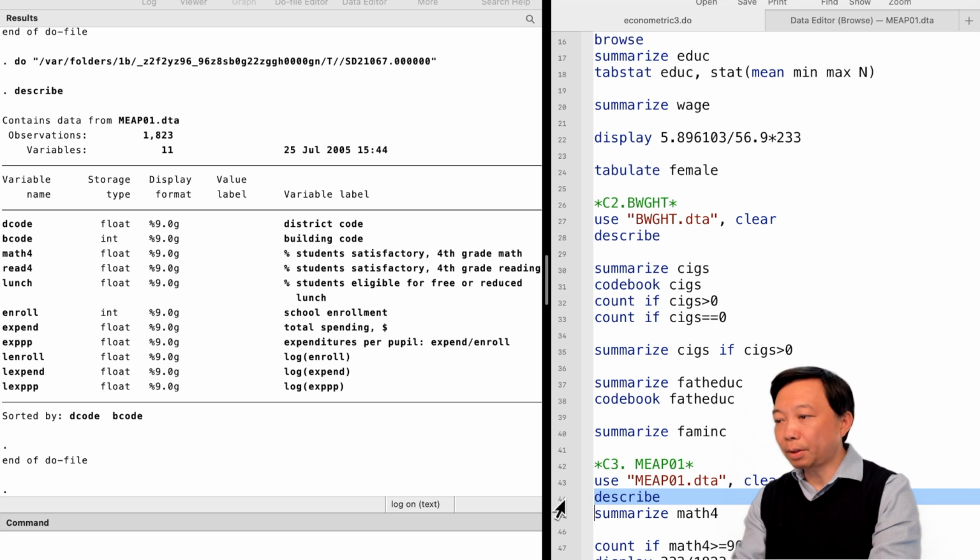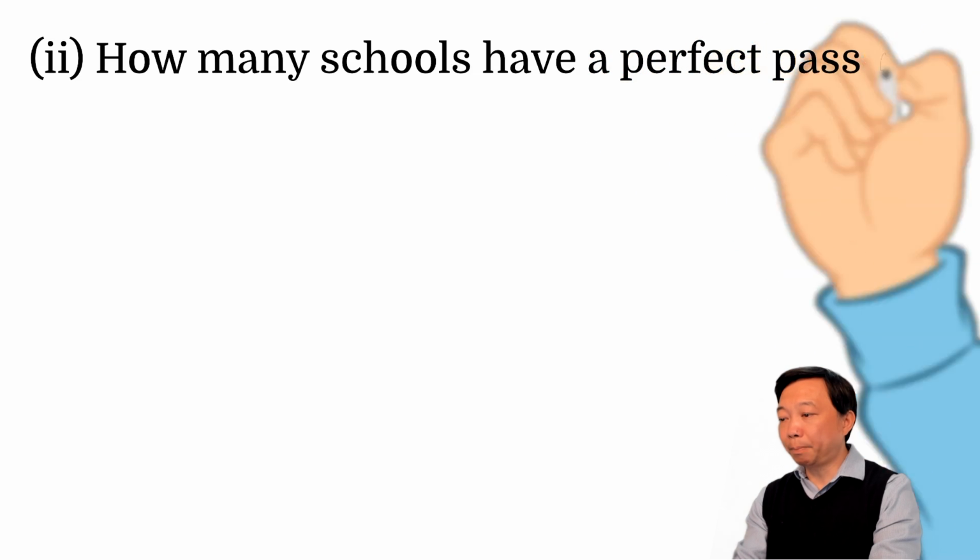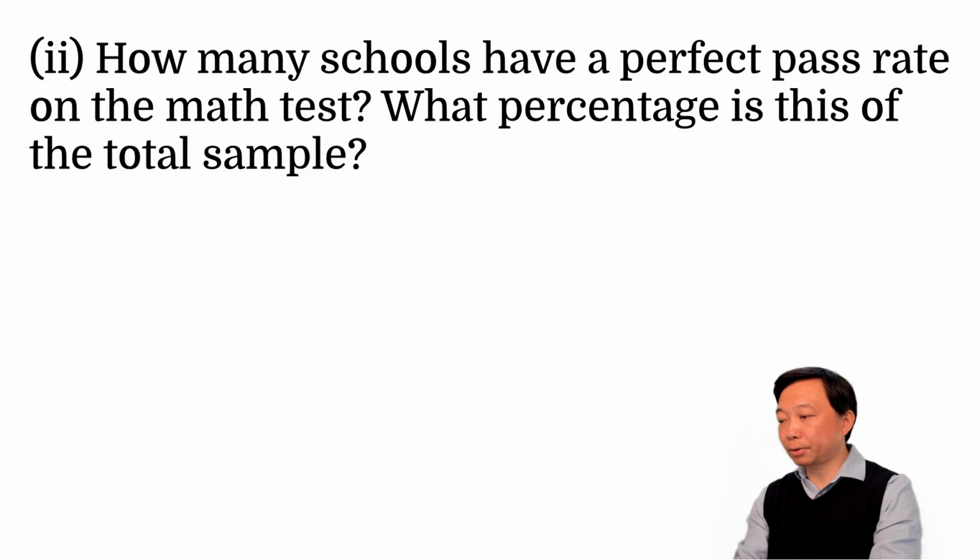Using the command summarize, we find the largest value of math4 is 100% and the smallest value is 0. It makes sense because it measures the pass rate. The range of a percentage is between 0 and 100%. Part 2. How many schools have a perfect pass rate on math tests? What percentage is this of the total sample?